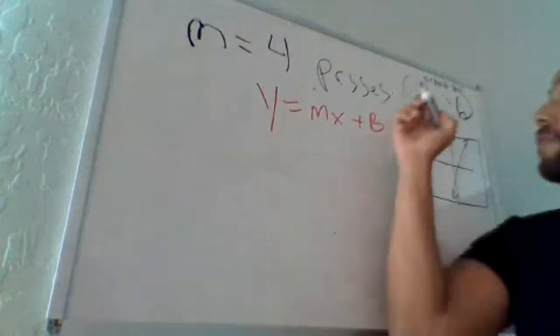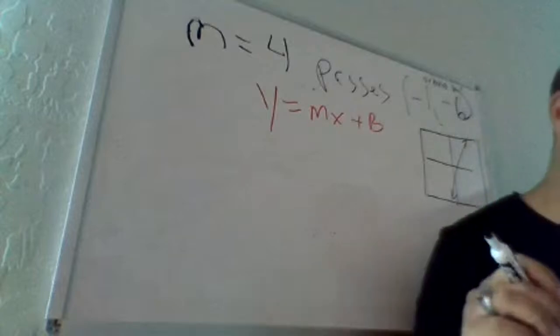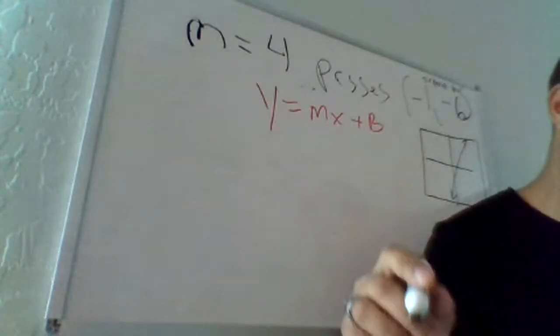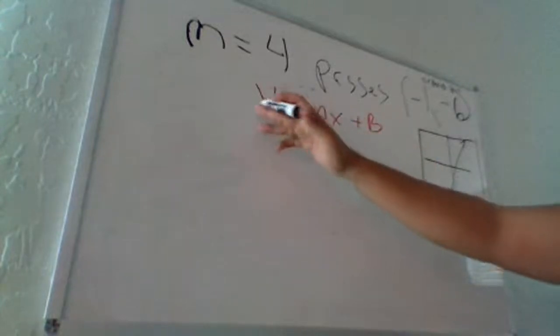Okay, so this ordered pair represents the x and the y axis. So that can also go in here as well, right? So where do we intercept the y?